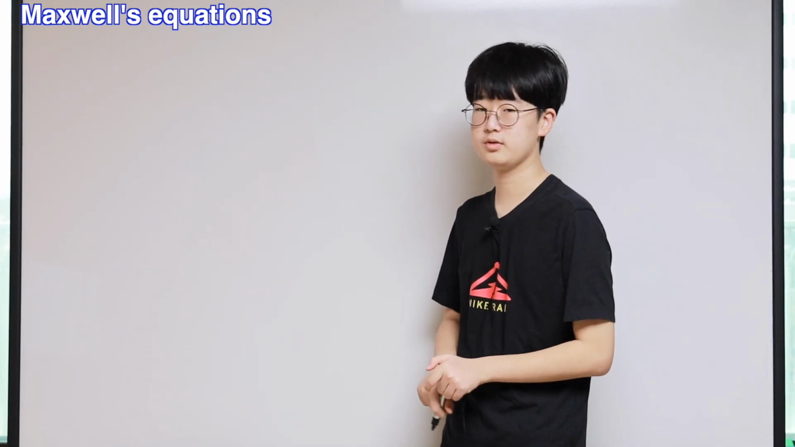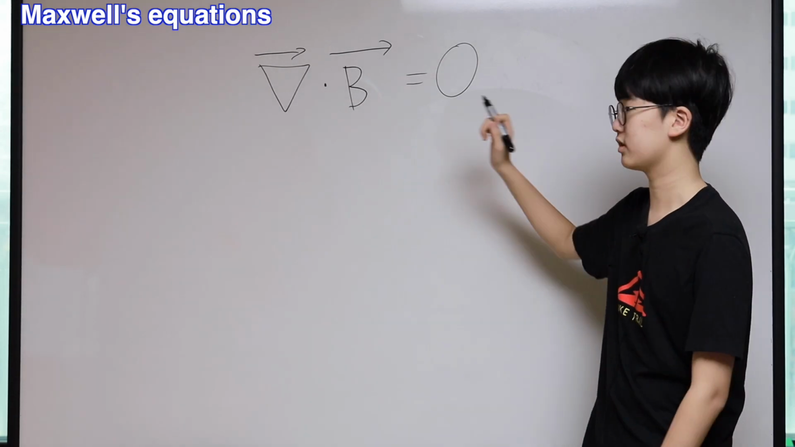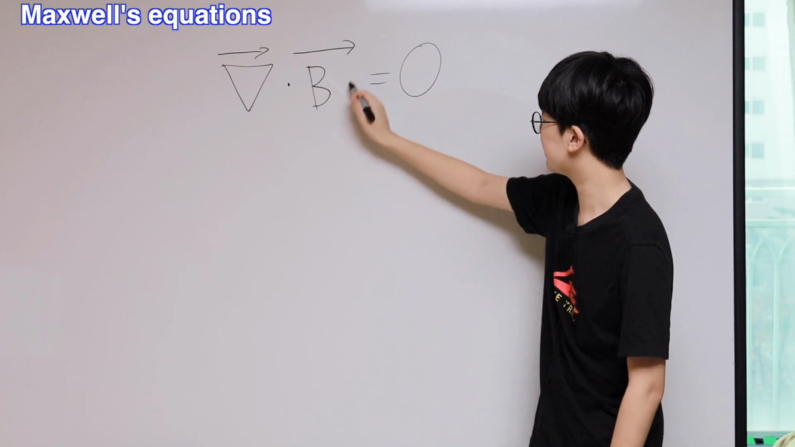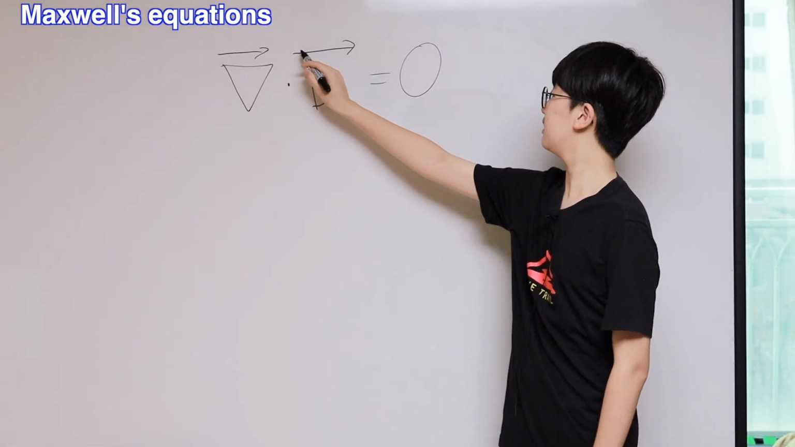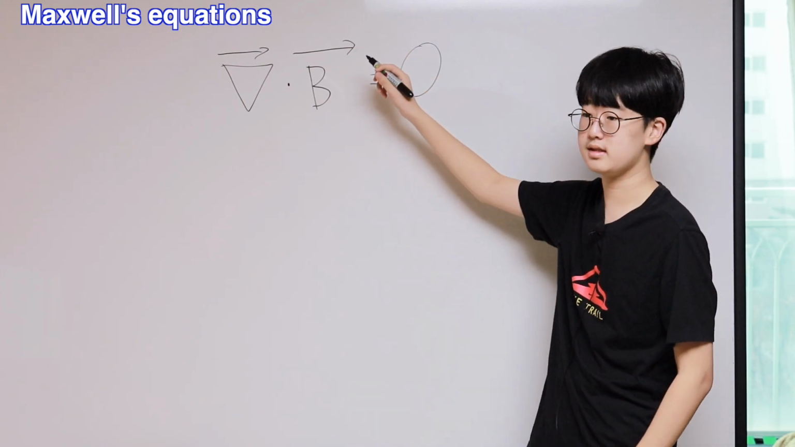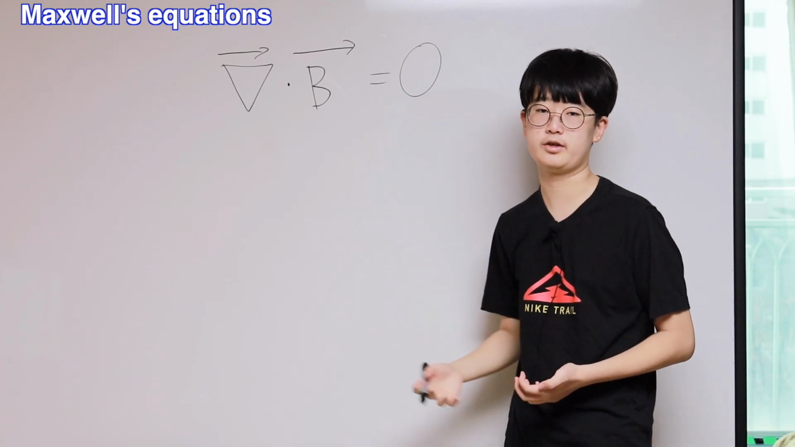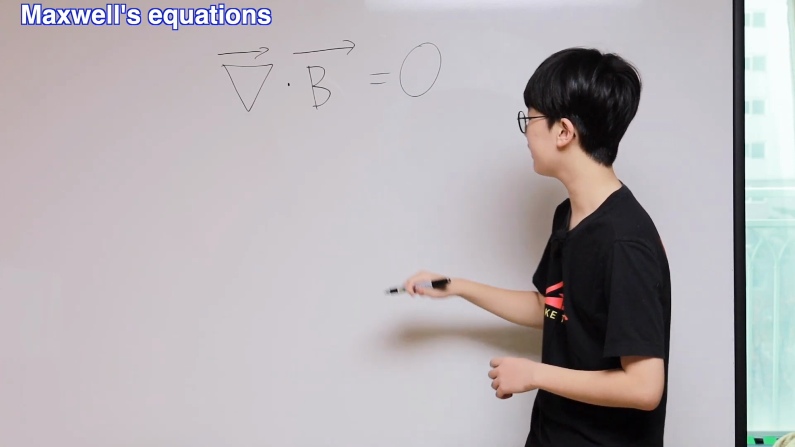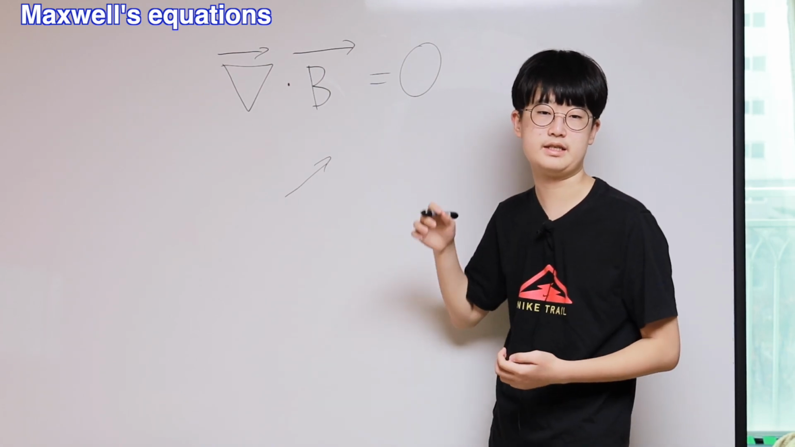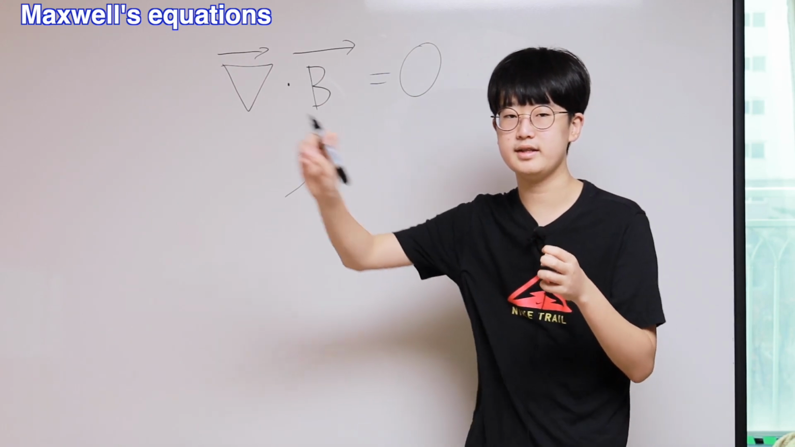Now let's get into the first equation. The first one looks like this. Firstly, we have to know what this thing is. If you see an arrow on top of something, that means this is a vector or a vector field. And a vector is kind of an arrow. In physics, it's typically something like a force hitting somewhere.